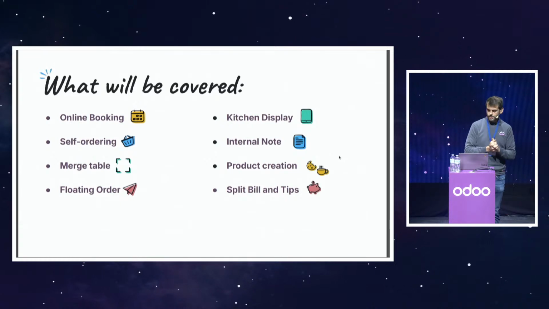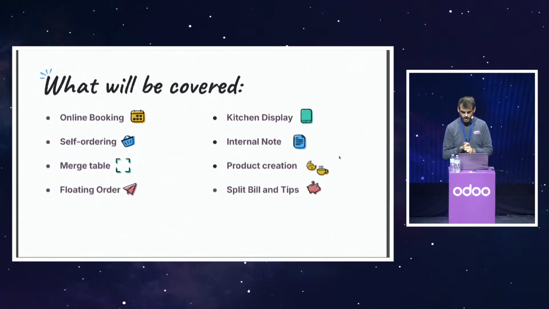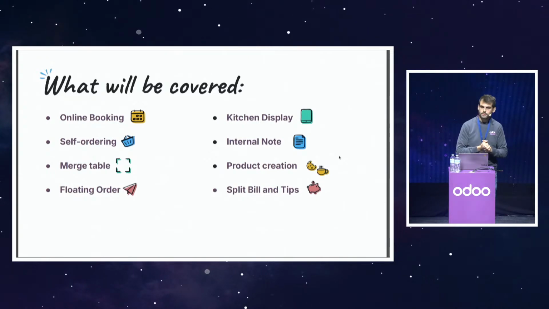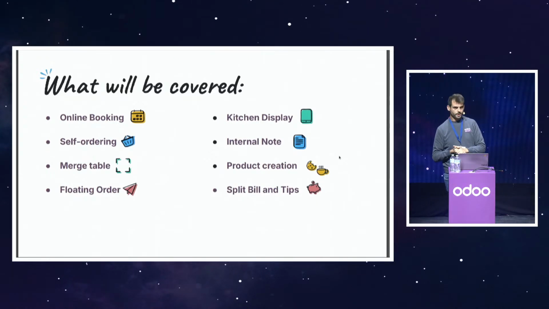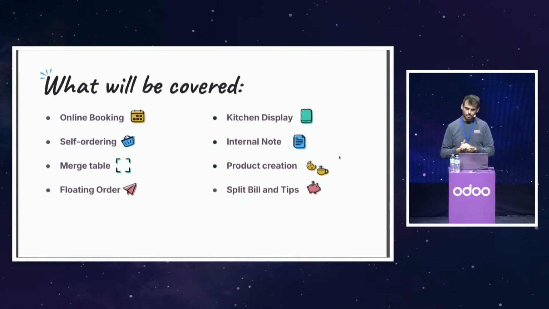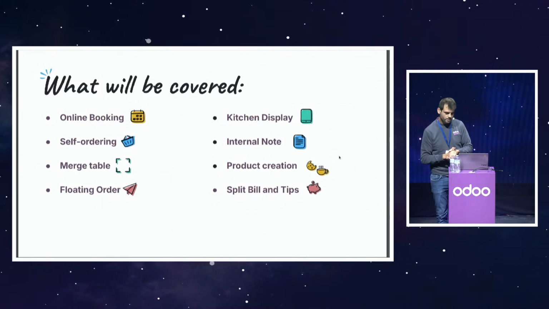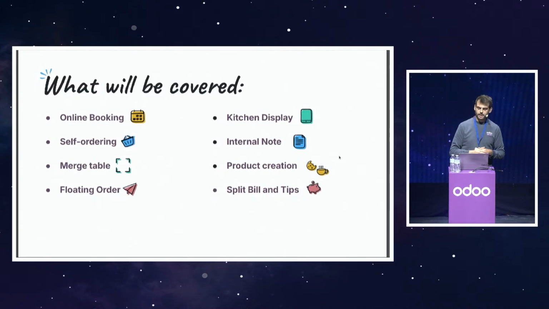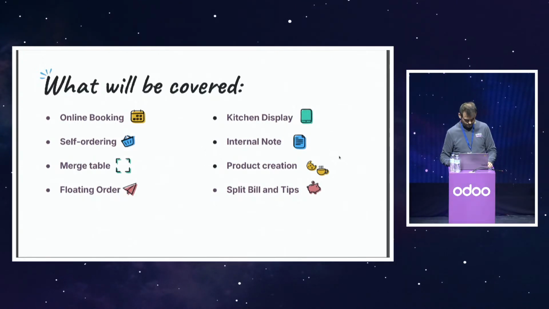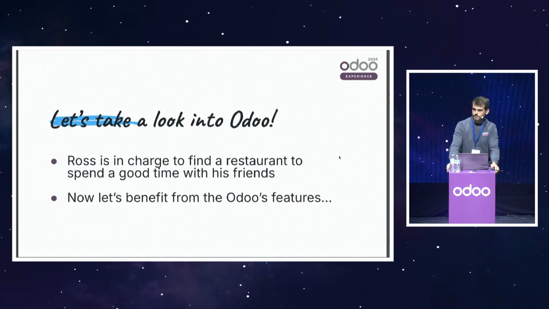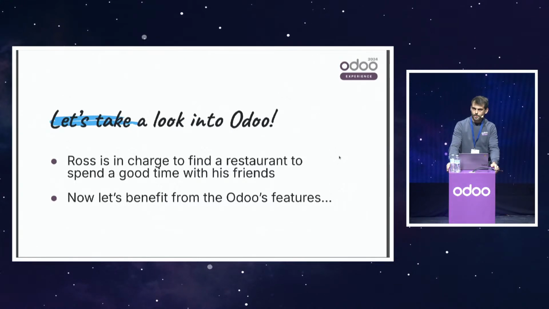And a brand new feature as well in V17 is the product creation. So now you are able to create products on the spot in the POS interface. And the feature you are all waiting for, split the bills, and then some tips, how to give tips. All right, so let's have this scenario.